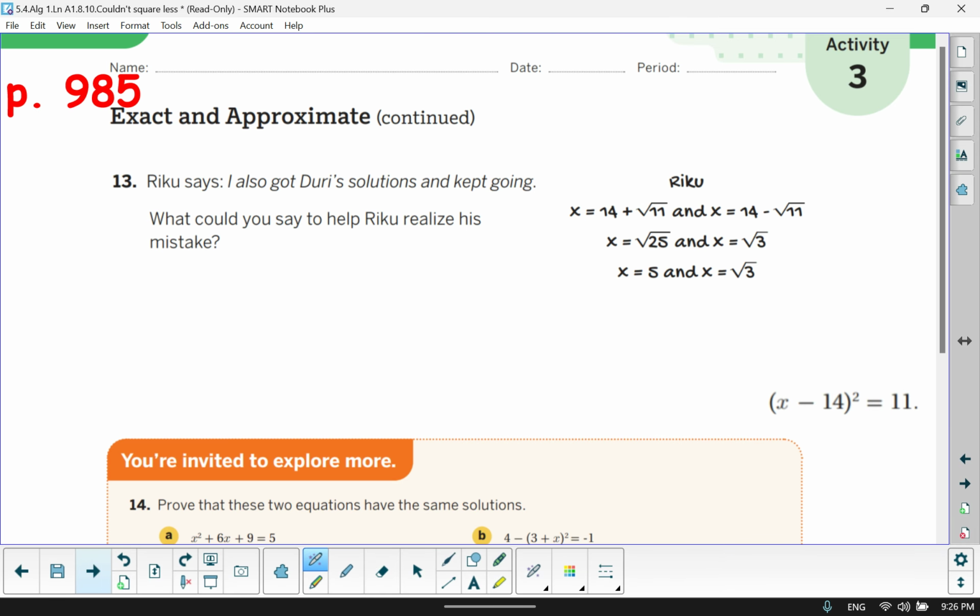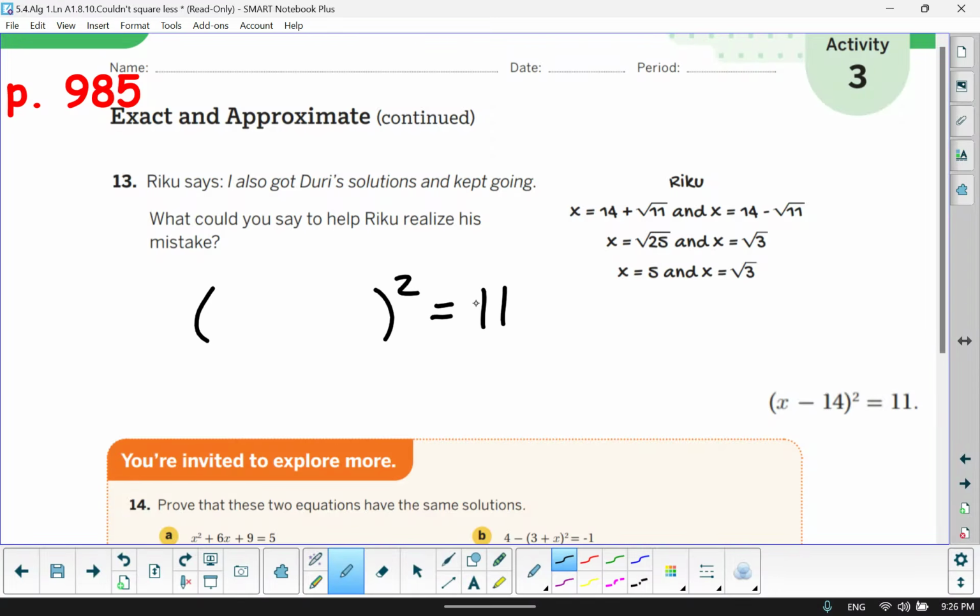All right, last page 985. Riku says, I also got Dury's solutions and kept going, but Riku made a mistake. How can we prove to Riku that he made this mistake? Now, people, take your brains all the way back to August. Do you remember that time? It was a long time ago.